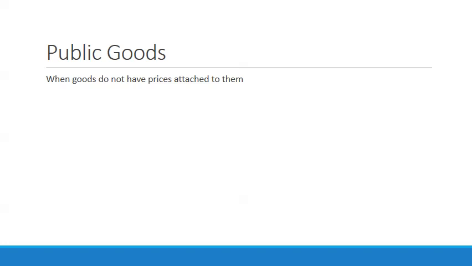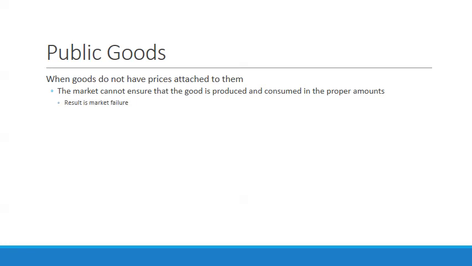Okay, so public goods do not have prices attached to them, so what happens? The market cannot ensure that the good is produced and consumed in the proper amounts. In other words, markets can't reach efficiency in markets with no prices. Well, public goods don't have prices, therefore market efficiency cannot occur. So it results in market failure.